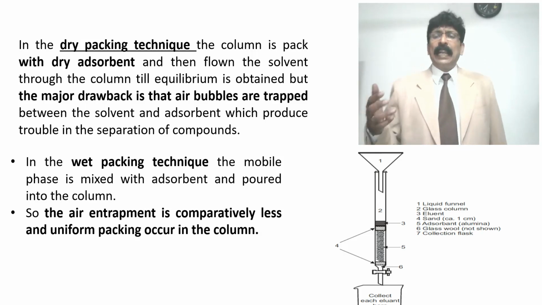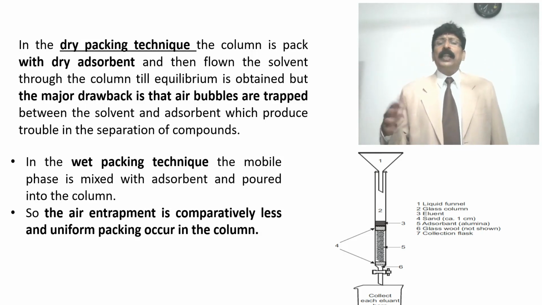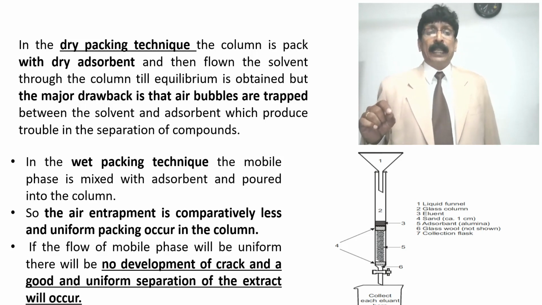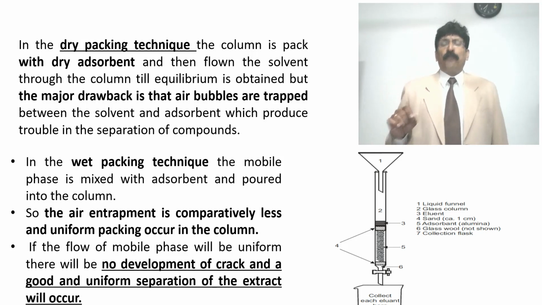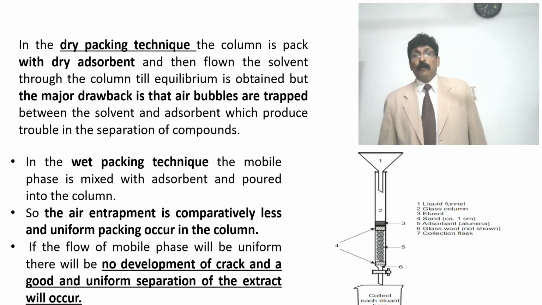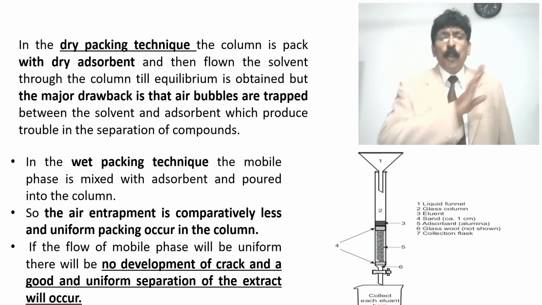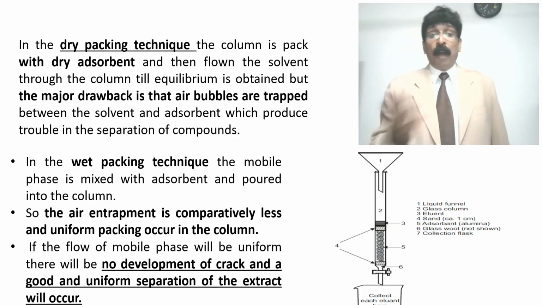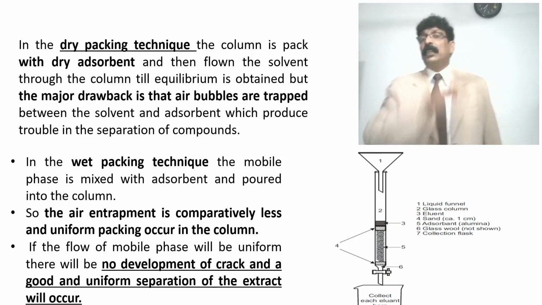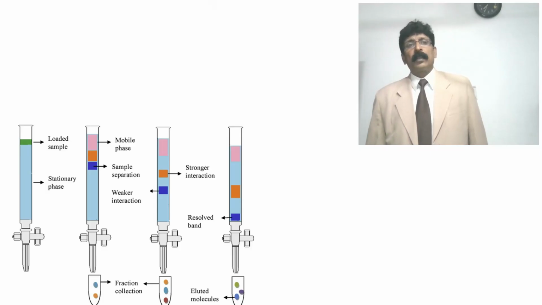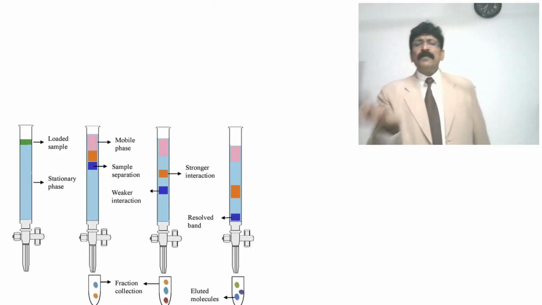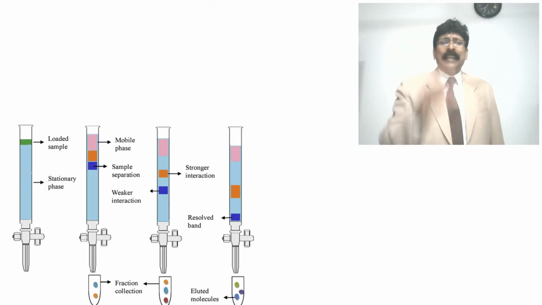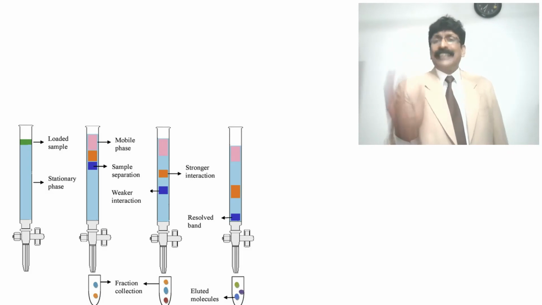So the air entrapment is comparatively less and uniform packing occurs in the column when you go for the wet packing technique. If the flow of mobile phase is uniform, there will be no cracking of the column, and a good and uniform separation will occur. This is just a picture which we showed before: how the sample is loaded on the stationary phase, and the sample gets separated and the fractions are collected or eluted.